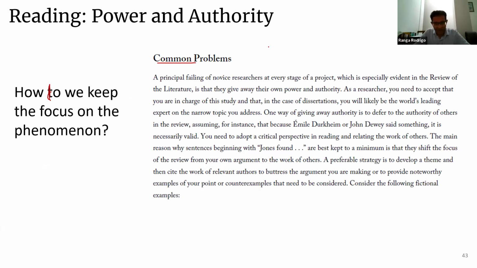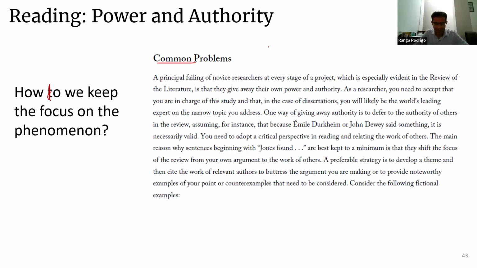A principal failing of novice researchers at every stage of a project, which is especially evident in review of literature, is that they give away their power and authority. As a researcher, you need to accept that you are in charge of this study, and that in the case of a dissertation, you will likely be the world's leading expert on the narrow topic you address.